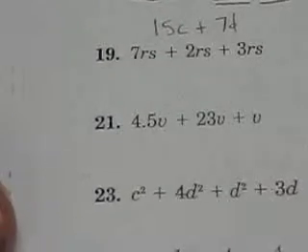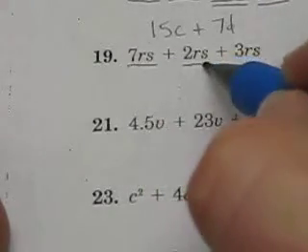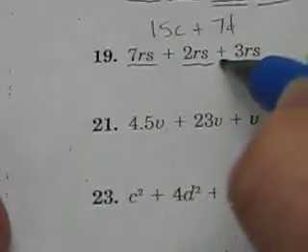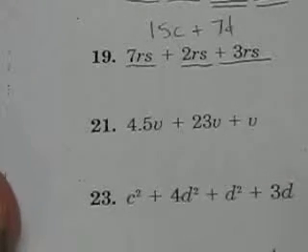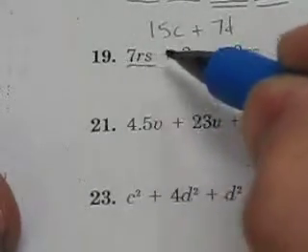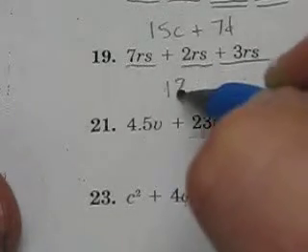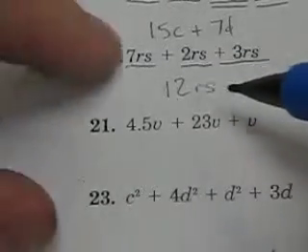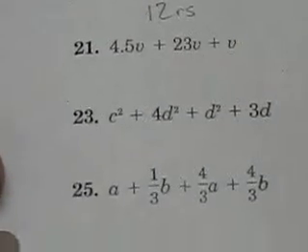Moving on down, looking at 19. Okay, we have 7r, 2r, and another 3r. Same variables and exponents in this term, this term, and this term, so all three of those are like terms. So we need to add all of the coefficients. 7 plus 2 is 9. 9 plus 3 is 12. So we end up with 12r. We know that our answer is in simplest form because once we're at that point, there are no parentheses and no like terms remaining.